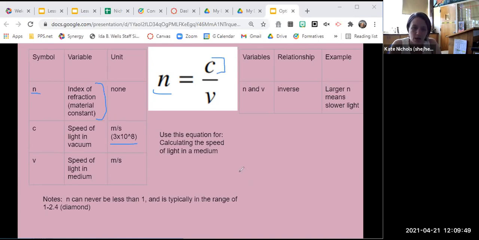And a note just at the bottom, n can never be less than 1, because that would mean that material will be faster than the speed of light in vacuum. And one of the fundamental tenets of physics is that's the fastest light can ever move.